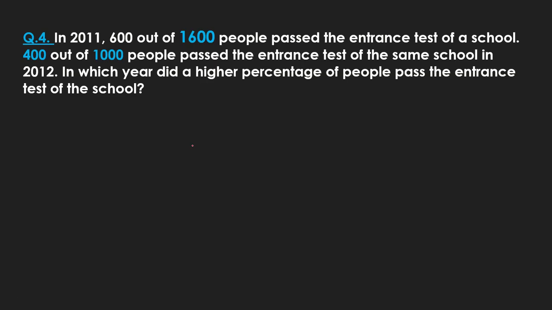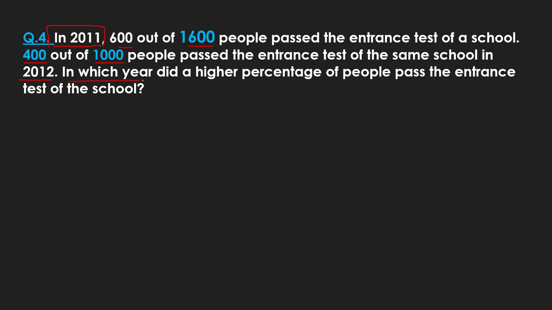This one is large, but I promise it will be easy for you. We will go through it step by step. In 2011, 600 out of 1,600 people passed the entrance test of a school. 400 out of 1,000 people passed the entrance test of the same school in 2012. In which year did a higher percentage of people pass the entrance test of the school?